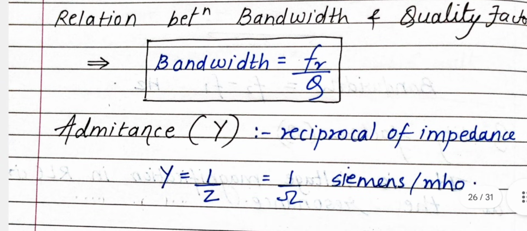Then, what is the relation between bandwidth and quality factor? Sometimes this numerical is also asked. So what is bandwidth? It is the resonance frequency upon the quality factor. This is the relation, remember.